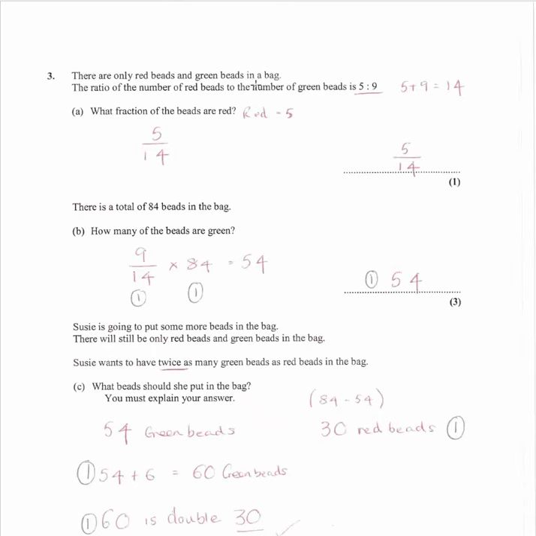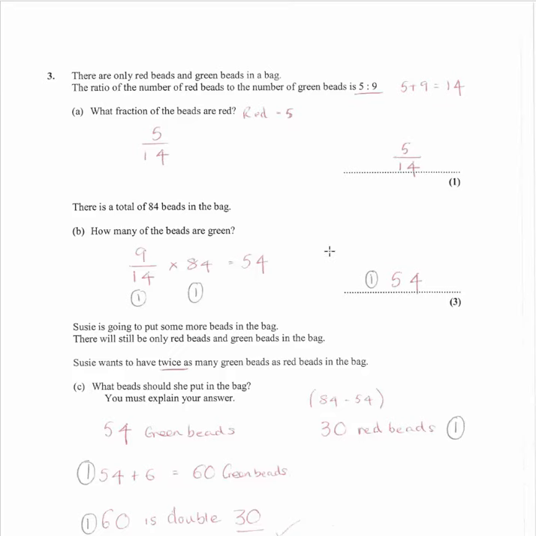There are only red beads and green beads in a bag, and the ratio of red beads to the number of green beads is 5 for every 9. 5 red for every 9 green. Okay, what fraction of the beads are red? Well, it's not 5 out of 9. That's a common mistake. If 5 red go with 9 green, then there will be 14 altogether. And the fraction that are red would be 5 out of 14.